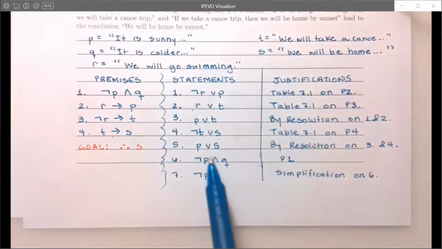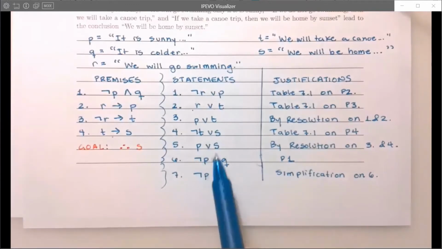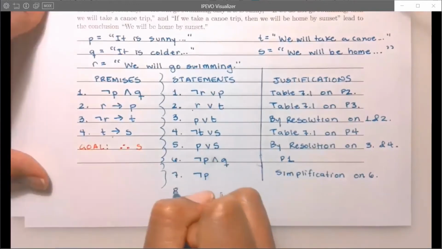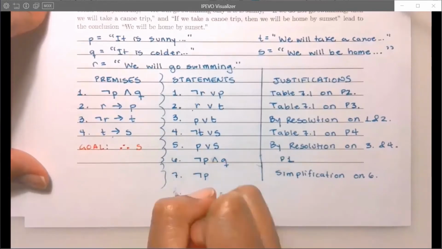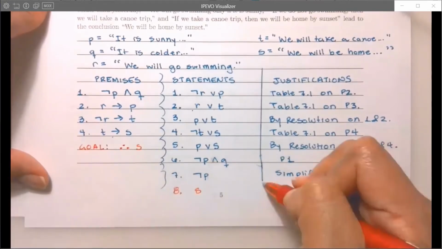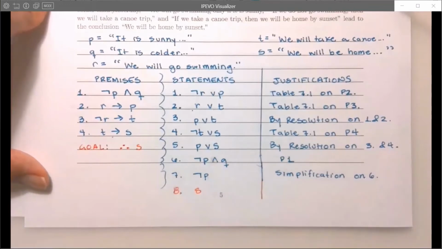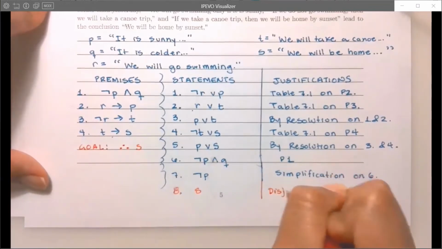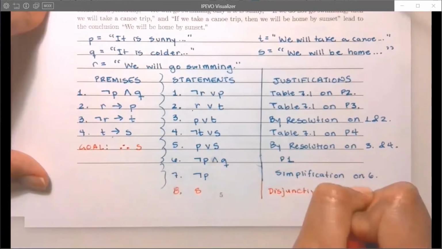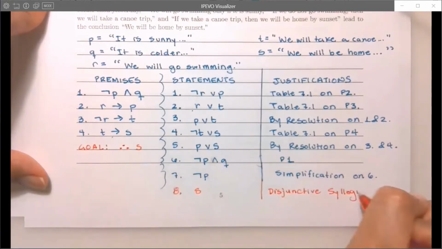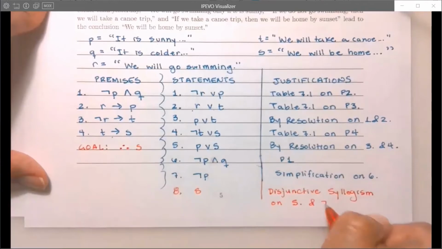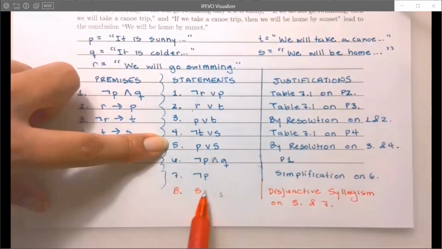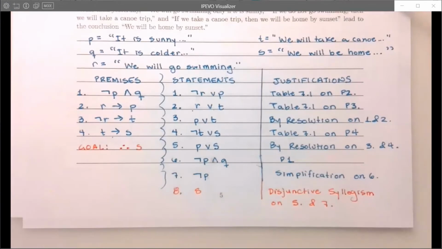So in our case, since we have P or S, negation P, we're allowed to conclude S. Actually, this is purple, so let me just change the color of my pen. So we can conclude S. And this is by disjunctive syllogism on 5 and 7. Okay, so we're taking these two statements together to get S. So it does lead to the conclusion we will be home by sunset.